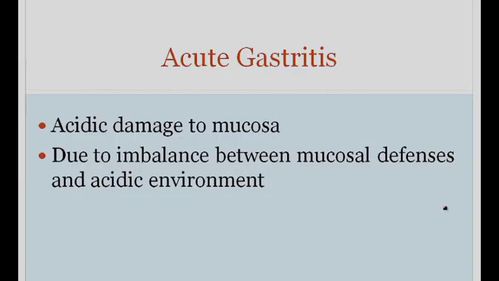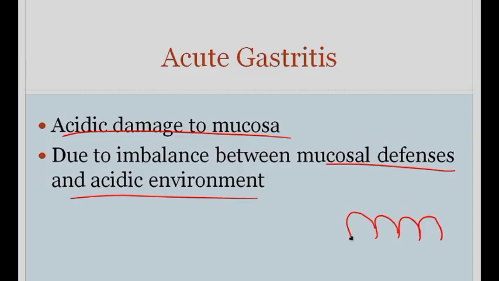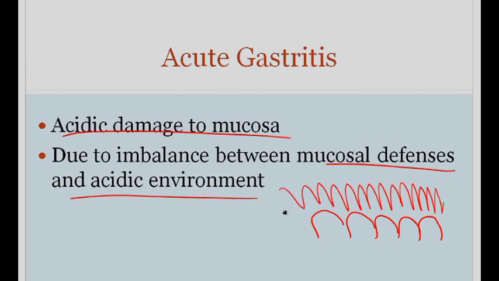Now let's start with our discussion of acute gastritis. So I told you that acute gastritis is acidic damage to the mucosa, and there's an imbalance between the mucosal defenses and the acidic environment. Let's very quickly talk about the mucosal defenses. So there are several types of defenses that we have which are present within the mucosa that protect against acid. So for example, let's say that this is the mucosa. You know that the mucosa is lined by epithelium. Let me remind you from histology that these epithelial cells are also known as foveolar cells. Now the foveolar cells, they produce mucus, and that makes a mucus layer, all right? And that, of course, protects the cells.